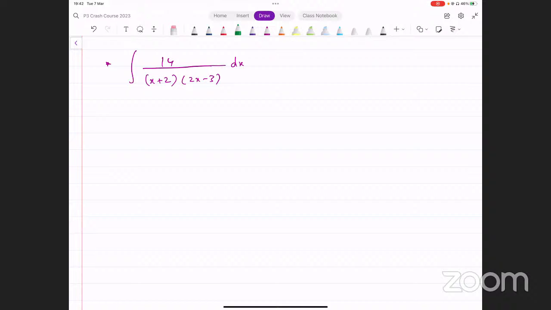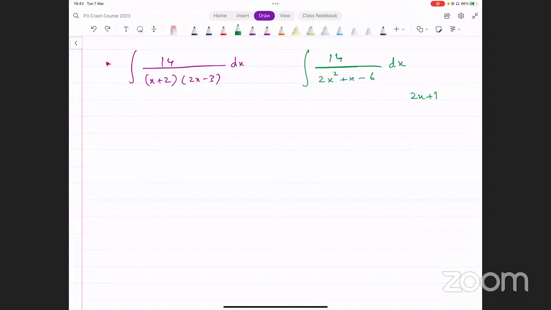Even if you were to simplify this, you can try simplifying it. In the numerator, you have 14. In the denominator, you're going to get 2x squared plus 4x minus 3x, which is plus x minus 6. That's what you would have in the denominator in simplified form. What's the derivative of the denominator? It's 4x plus 1. You can't have that in the numerator anyway. You would have to multiply by x. That's not allowed. So you cannot have the derivative of the denominator in the numerator. That form doesn't work.